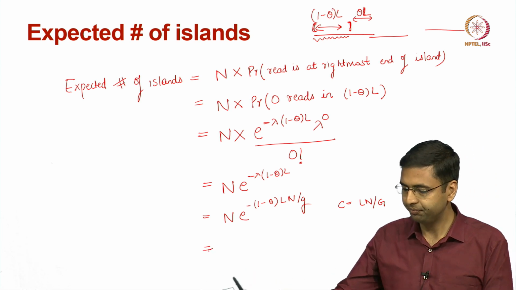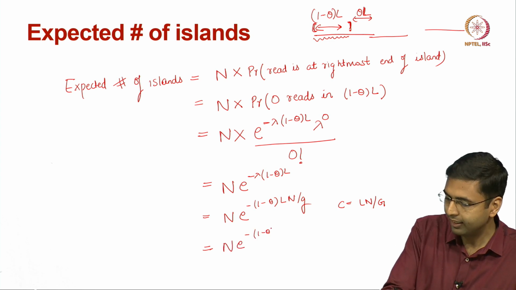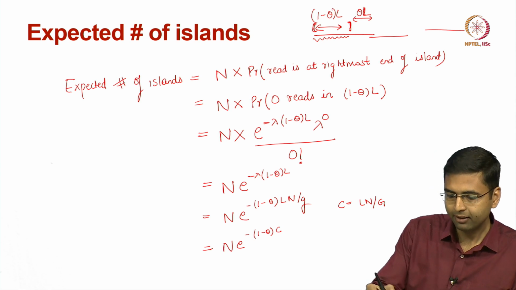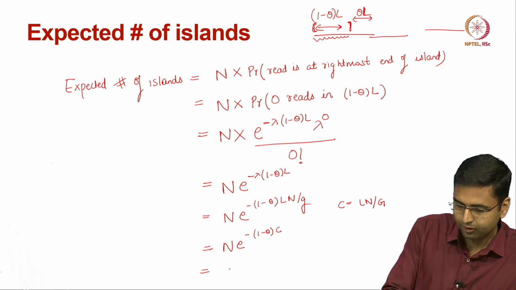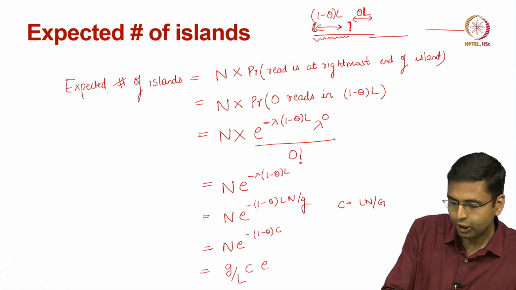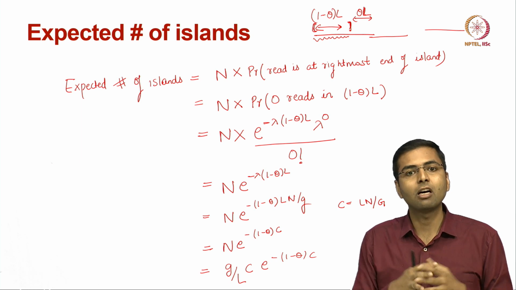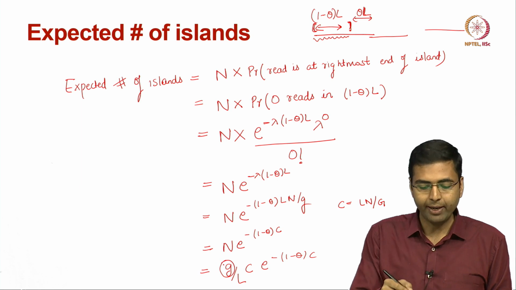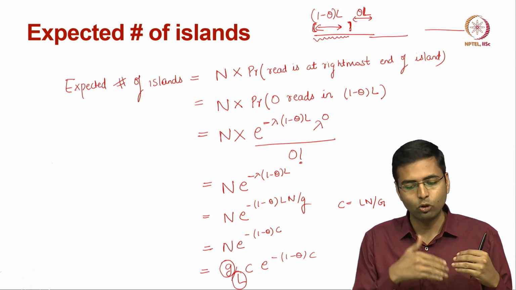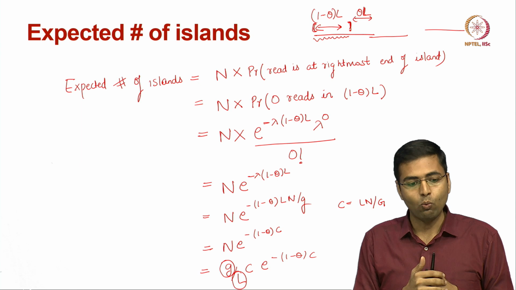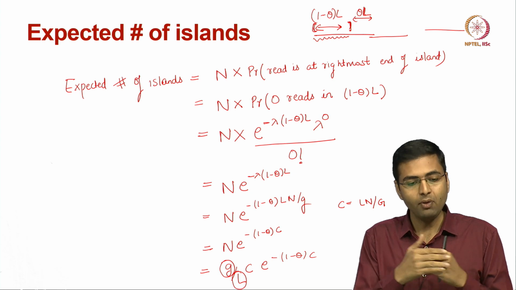If I do this modification, I can rewrite this as n e to the power minus 1 minus theta c, and again I can replace n with c g by L. So this becomes g by L c e to the power minus 1 minus theta c. And now I can ask, as I keep on increasing the coverage of the data set, because my genome length is fixed and my read length is also fixed, let us say I sequence at 1x, 2x, 10x, 15x, what is the expected number of islands I get, and until what point can I ensure that I cover the entire genome sequence?